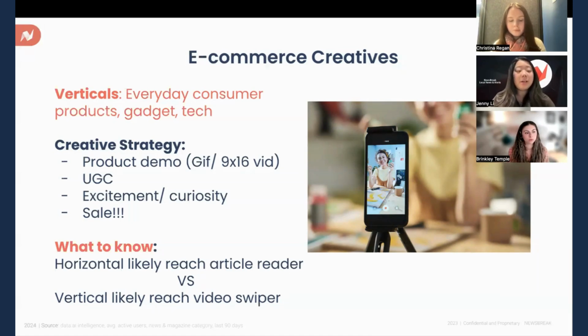So videos, a lot of UGC style as well. So some UGC style of people reviewing that product or using that product. I've even seen fidgeting toys running on our platform, and it's just people playing with the fidgeting toy. Drive excitement and curiosity in the user, make them curious of what kind of product you're actually selling and learn more about it. And last but not least, a very important thing to highlight is sales.